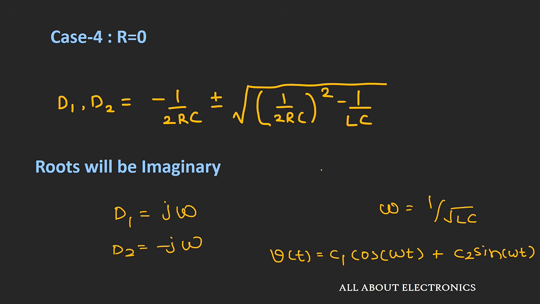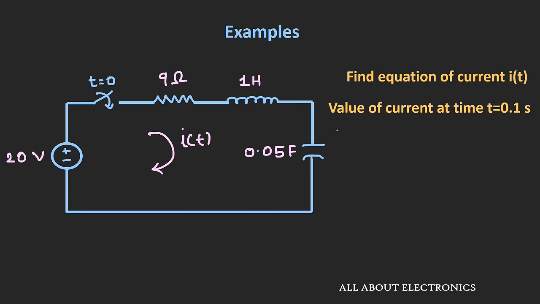So now let us take a few examples based on these series and parallel RLC circuits. So in the first example, we have been asked to find the equation of this current i(t), and also we have been asked to find the value of the current at time t is equal to 0.1. And in this circuit, we have been given that all the initial conditions are 0.